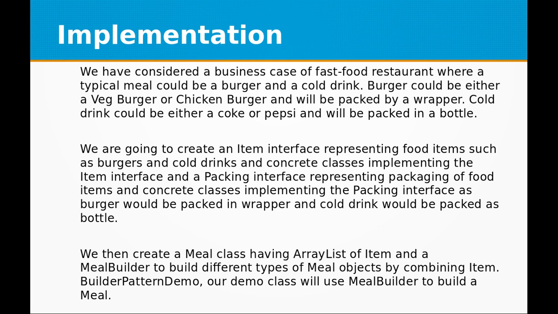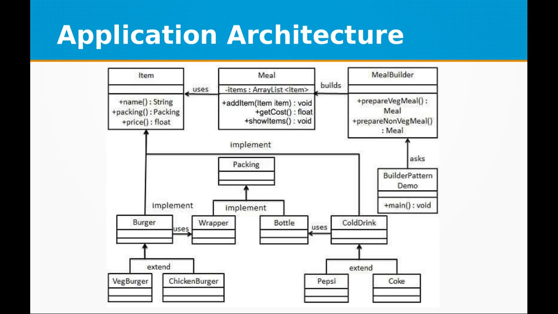Builder pattern demo. Our demo class will use MealBuilder to build a meal. Now let's look at a higher level application architecture of our builder pattern. So we have an item, we have a meal, and we have a meal builder. We have a top class item, and then we have burger, wrapper, bottle, and cold drink, and the end product is either a veg burger, chicken burger, or either a Pepsi or a Coke. So this is the hierarchy of our builder pattern application architecture.